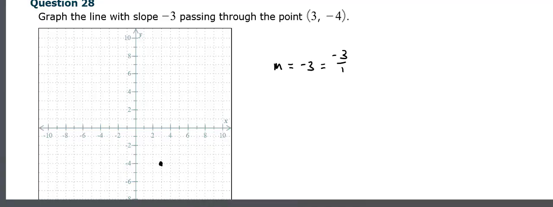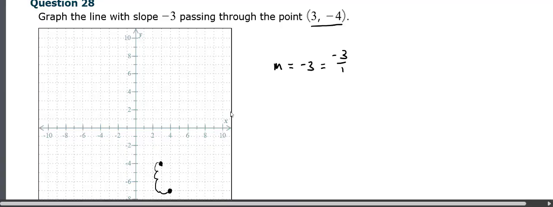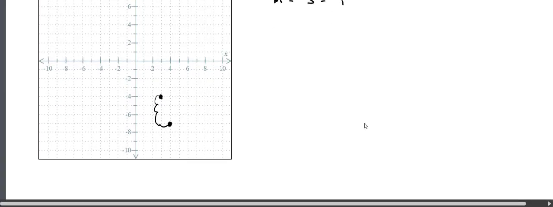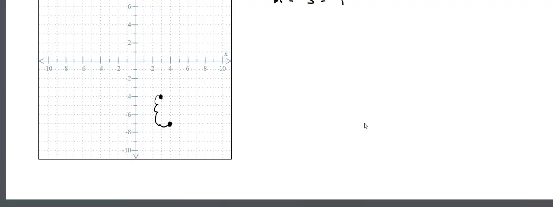So from our starting point, which in this case is 3, -4, we're going to use our slope -3/1. So the change in the rise is -3, which means we go down 3, and our denominator is +1, so our run is the right 1. Now we could do this again, or we have enough where we can go ahead and draw a line through those two given points.